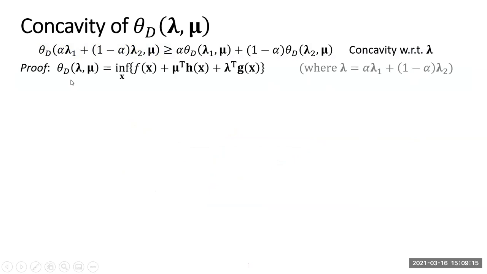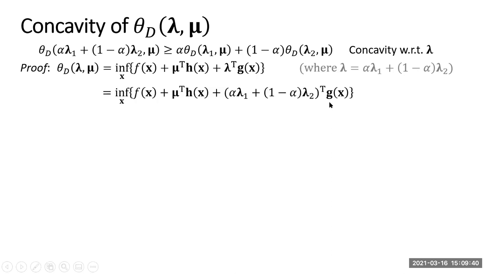We begin with this. The definition, theta d of lambda, mu equals infimum of f of x plus mu transpose h of x plus lambda transpose g of x. Okay, and we let lambda be equal to alpha lambda 1 plus 1 minus alpha lambda 2, where alpha is between 0 and 1. And so this becomes equal to infimum of f of x plus mu transpose h of x. Now this lambda is replaced with alpha lambda 1 plus 1 minus alpha lambda 2, and then we have the transpose g of x.